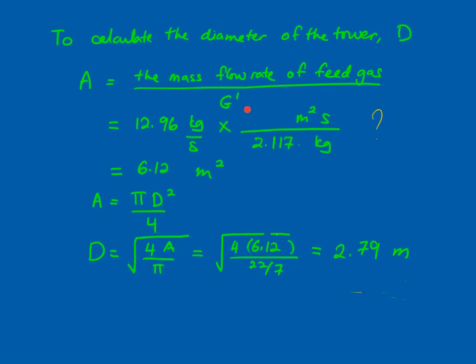From the mass gas velocity that we have calculated, we're going to substitute the value here so that we can calculate the diameter of the tower. So we're going to find the cross-sectional area of the column, which is given by the mass flow rate of the feed gas over the mass gas velocity. So we're going to substitute the value 12.96 kilogram per second for our mass flow rate of the feed gas and divide with the mass gas velocity 2.117 kilogram per meter squared per second, and we get the area equal to 6.12 meters squared. So from the area that we have, we're going to calculate the diameter of the column or diameter of the packed tower. So based on the calculation, we get 2.79 meter as our diameter for the packed column.